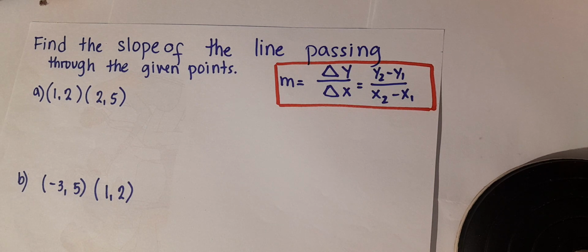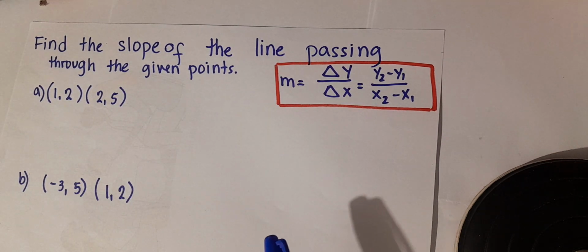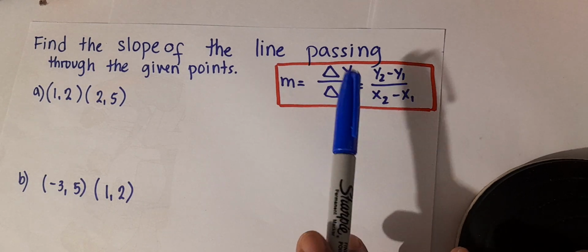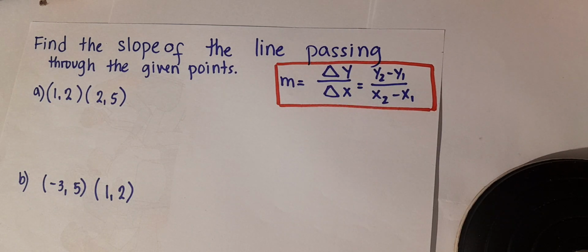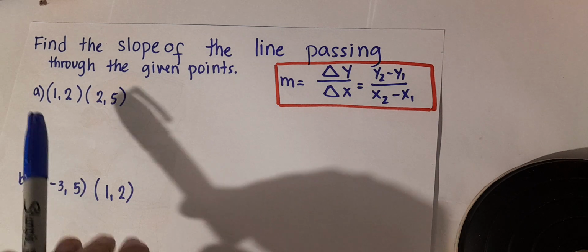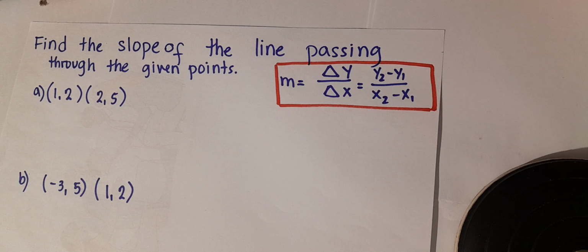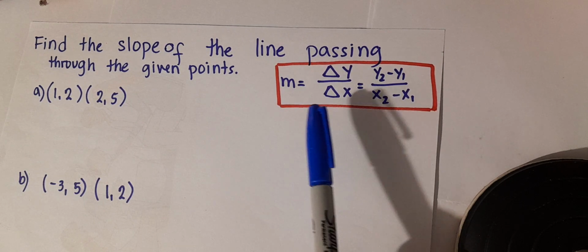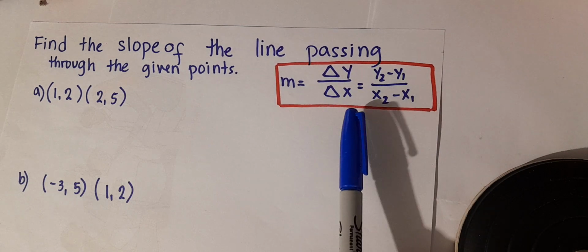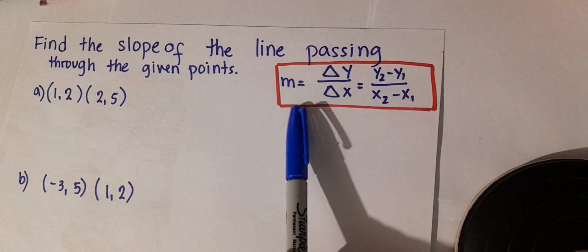Today, I will be discussing slope. Slope is the steepness of the line, or it can also be the change in y over the change in x. There are many ways to get the slope of a line. But if the given are 2 points or coordinates, then we will be using the formula m is equal to change in y over change in x. By the way, m is the symbol for slope.